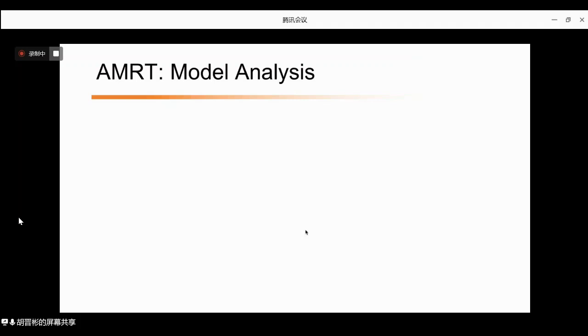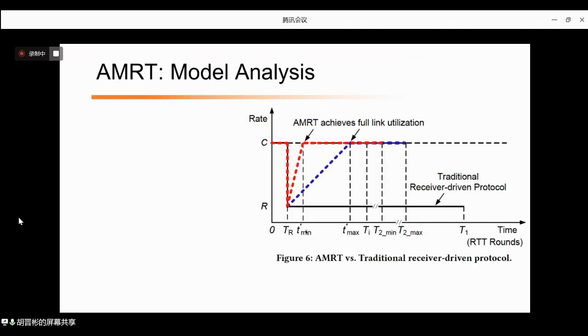Here, we construct the theoretical model to analyze the performance gain of AMRT in link utilization. As shown in this figure, we use C to denote the bottleneck link capacity. We assume that the rate of a flow is reduced from C to R at time tr due to the network congestion. Since the existing receiver driving transport protocols conservatively trigger new data packets according to the data arrival rate at the receivers, the released bandwidth is not used.